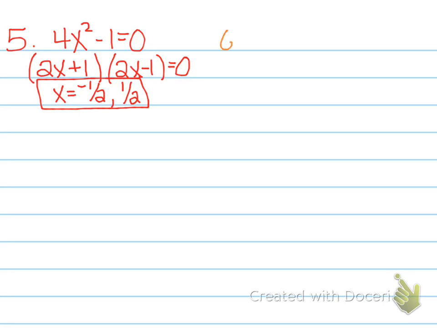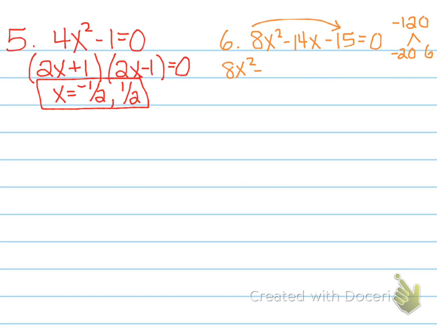Now, number 6 is another decomposition problem. So 8 times negative 15 is negative 120. The factors of that add to give us negative 14 are going to be negative 20 and positive 6. So we have 8x squared minus 20x plus 6x minus 15 is equal to 0.